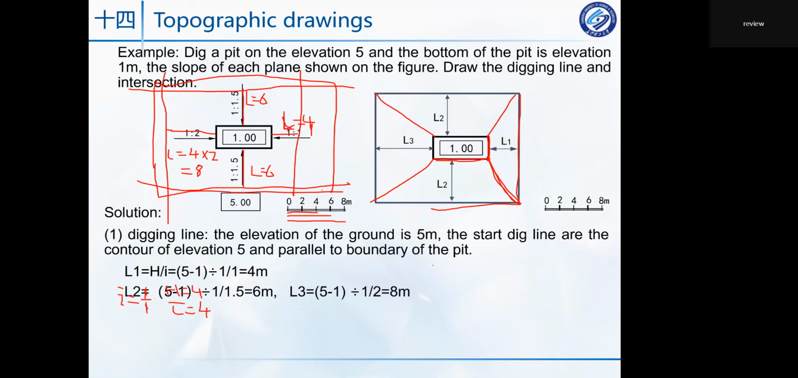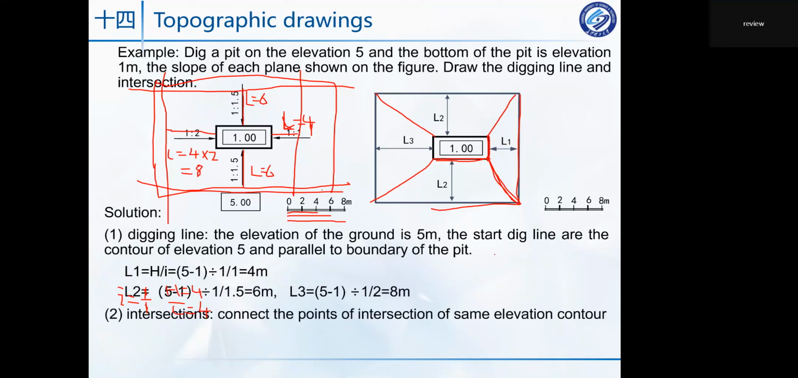Okay, so you can see that is the final result. I use the eraser.